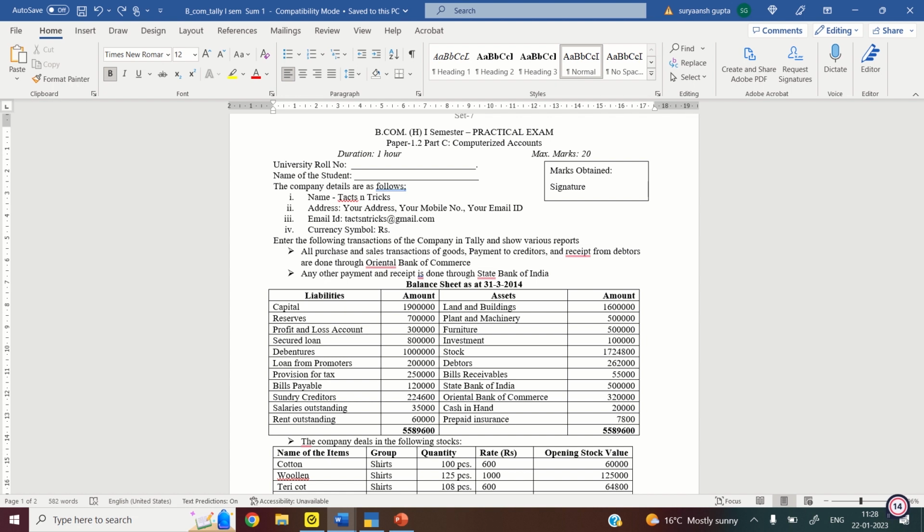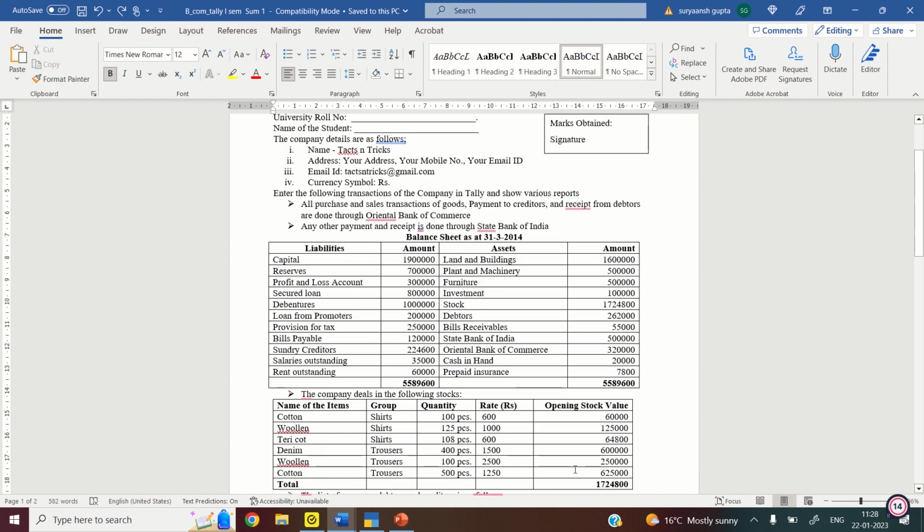In this sum, the name of the company is given to us. In the address, it is mentioned that you can write your own address, your own mobile number, and your own email ID. The email ID is given here, and the currency symbol is given to you.